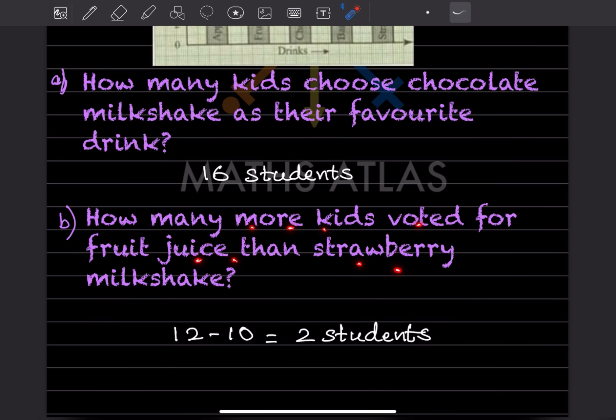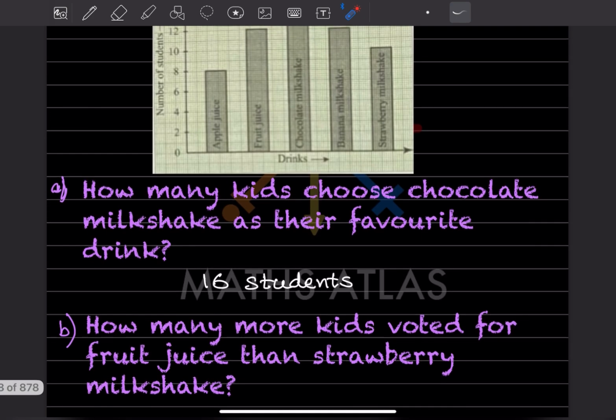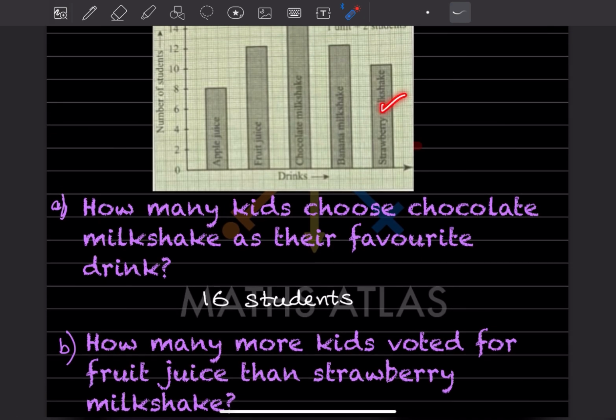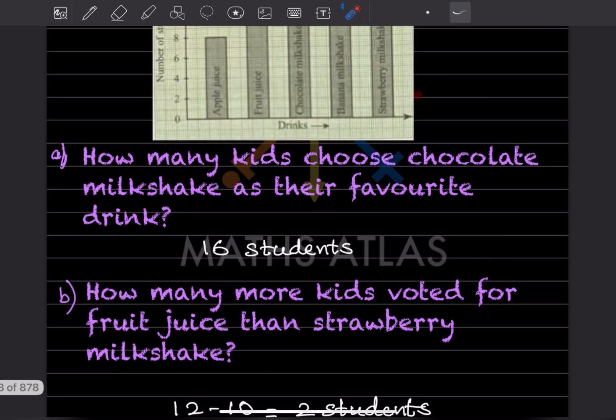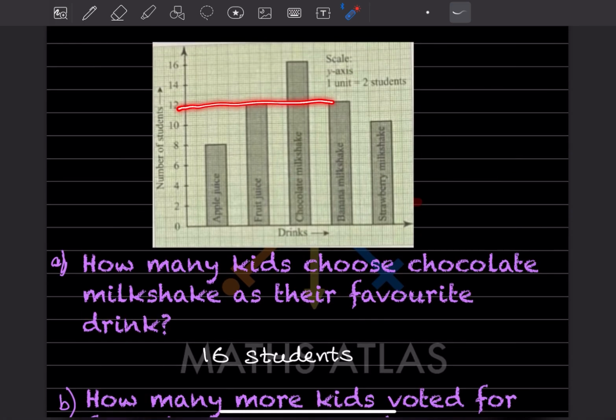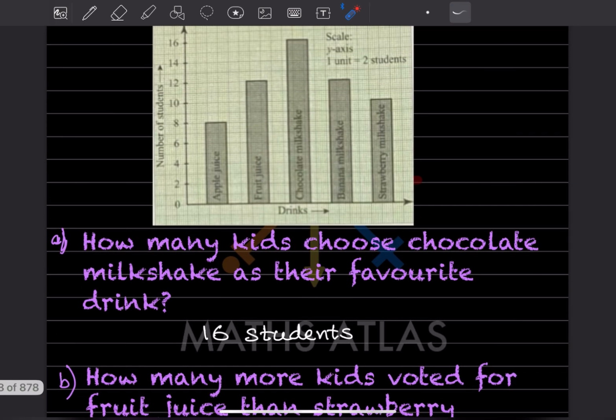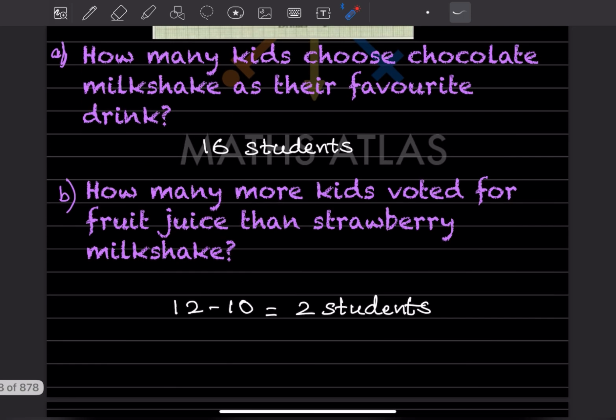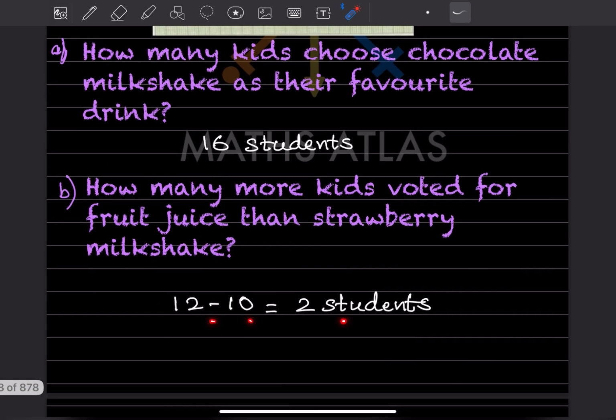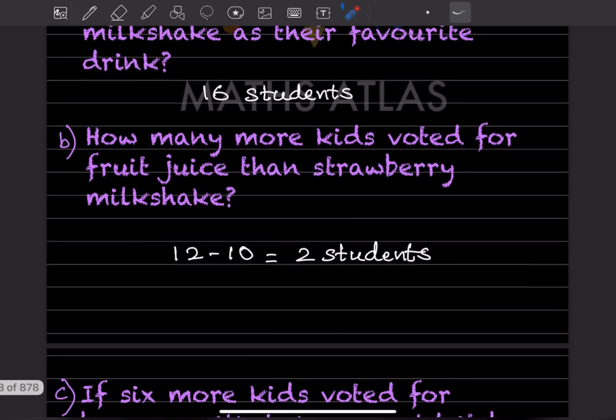How many more kids voted for fruit juice than strawberry milkshake? Whenever we have such type of question, how many more kids means you have to subtract. So we'll see for the strawberry and the banana milkshake. The banana milkshake is 12 students and strawberry is 10 students. So we'll do 12 minus 10, that is 2 students more kids that voted for fruit juice than the strawberry milkshake.